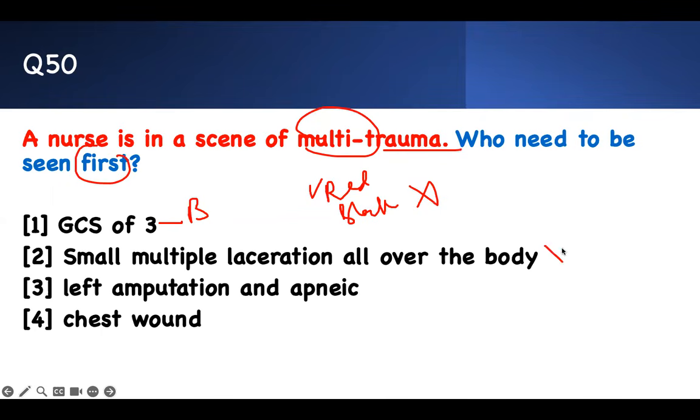Small multiple lacerations all over the body may be green and yellow. I don't care about it. Left amputation. Apneic. Even though amputation makes you red, you're already not breathing. So this is also black. Chest wound. So I'm left with this. This is the strategy to answer this question. So chest wound is a red.